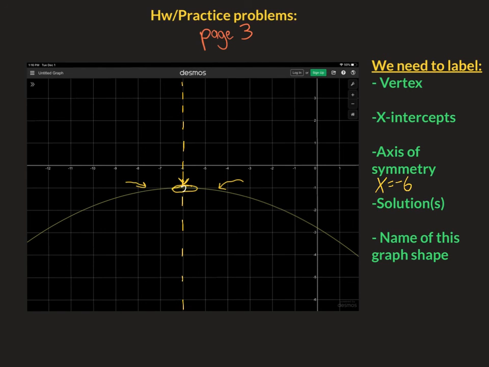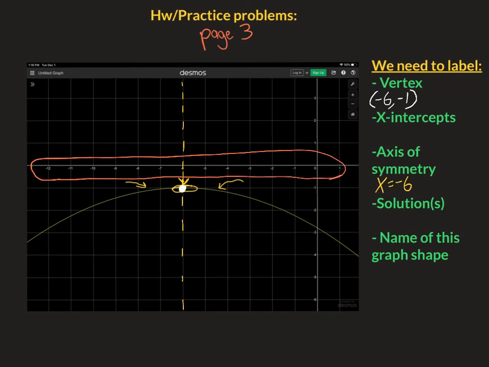Vertex is going to be right here, which is at the point -6 for x. Those guys are always going to match. And a y value of -1. So there's my vertex. Okay, now we've got our x-intercepts, which do not exist on this graph. There's our x-axis, and there is nowhere that our parabola touches it. It's going downward, and it's been drifted down below the entire x-axis. So there are no x-intercepts here.